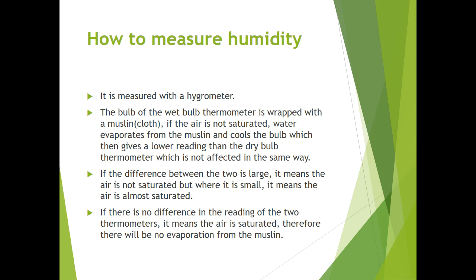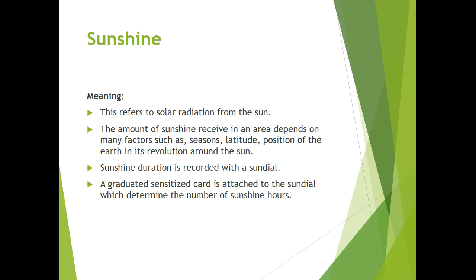Now let's briefly look at what sunshine is and how sunshine can be measured. The word sunshine simply means solar radiation from the sun. Now the amount of sunshine received in an area depends on many factors such as seasons, latitude, position of the earth during revolution, and so on and so forth.